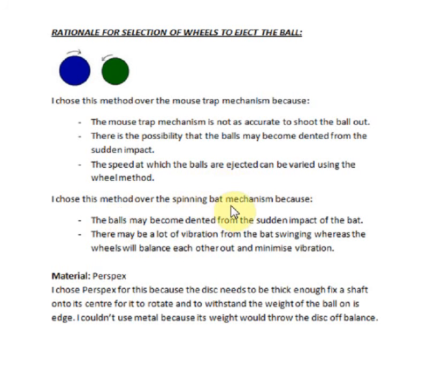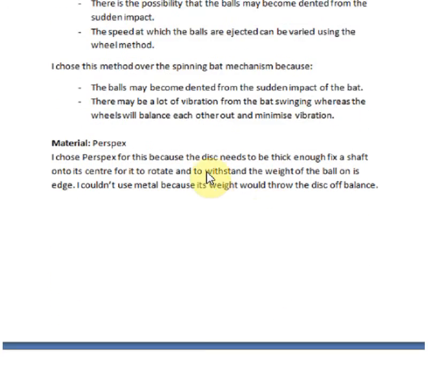Chose this method over the spinning bat because the balls become dented and there's a lot of vibration. Please pause at any time. The material, you list why you use the material, such as Perspex, because it is light and good for balance.